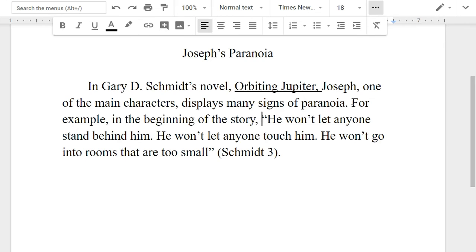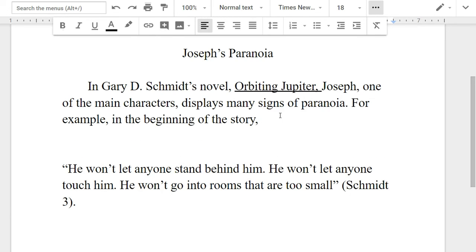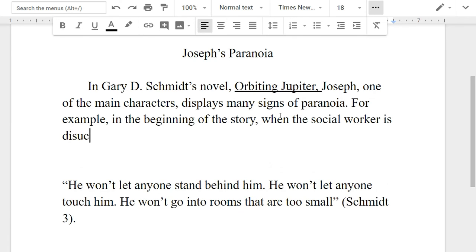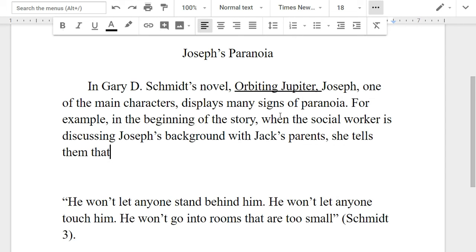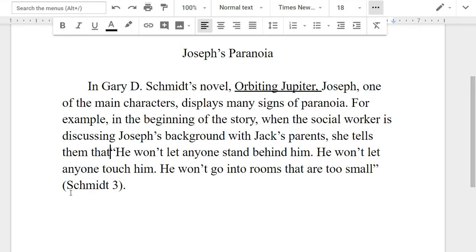The caseworker, sure. So for example, in the beginning of the story, when the social worker is discussing Joseph's background with Jack's parents, she tells them that, and then we'd work our quote in. Can you do that up there?